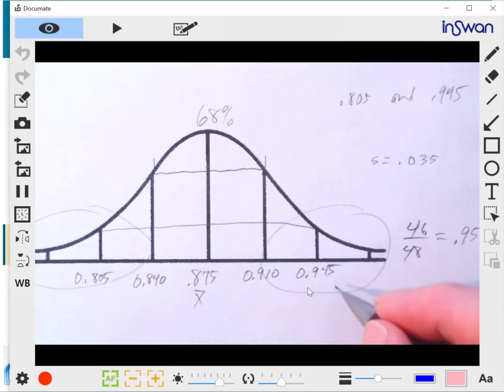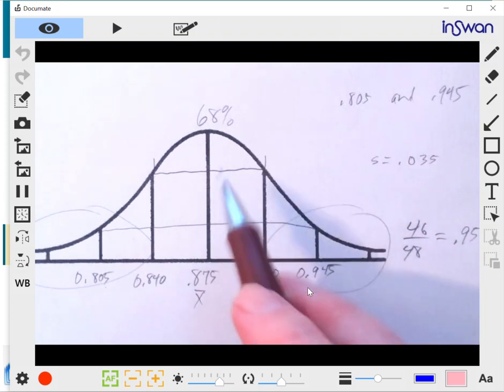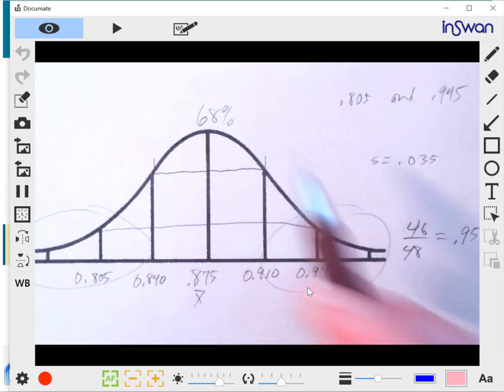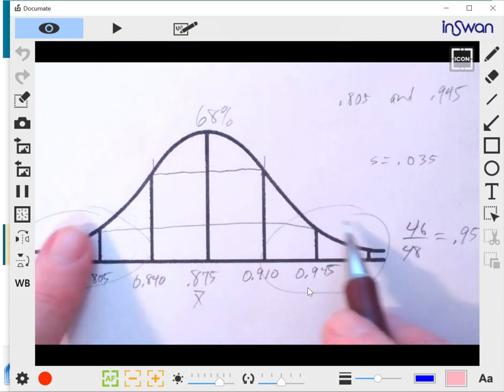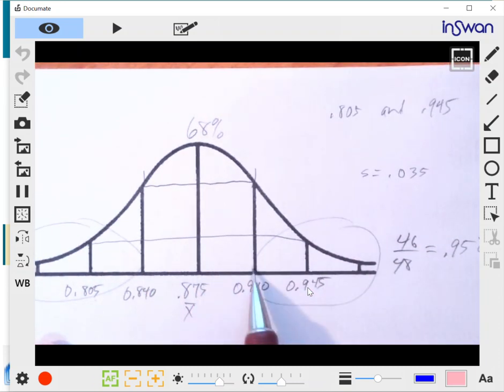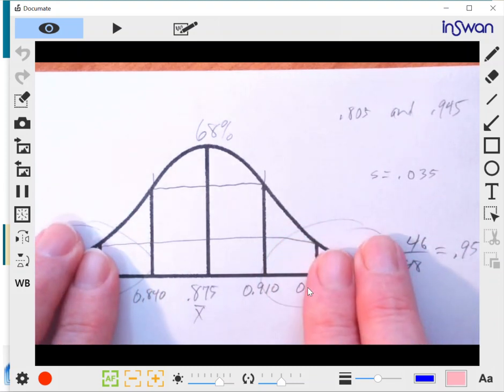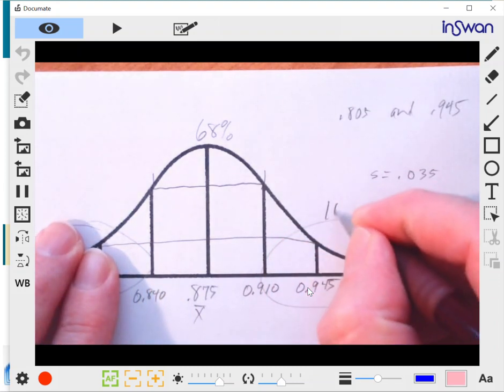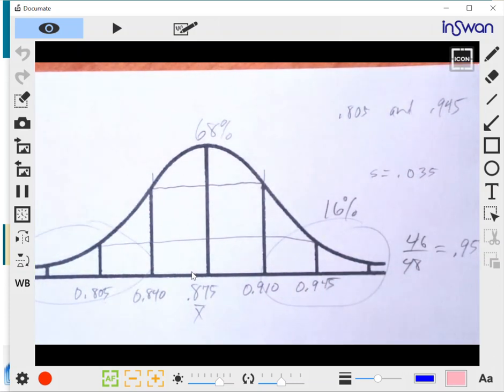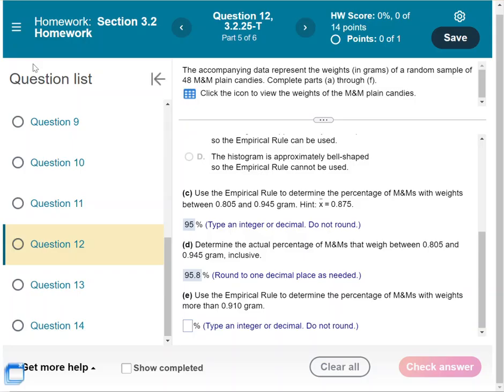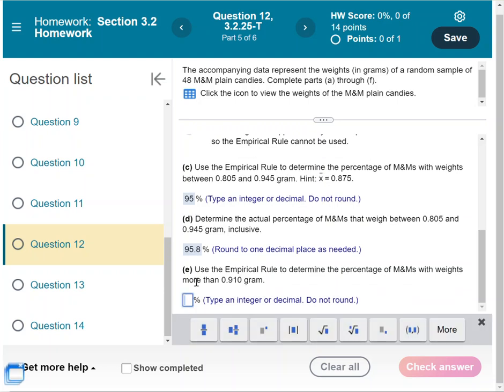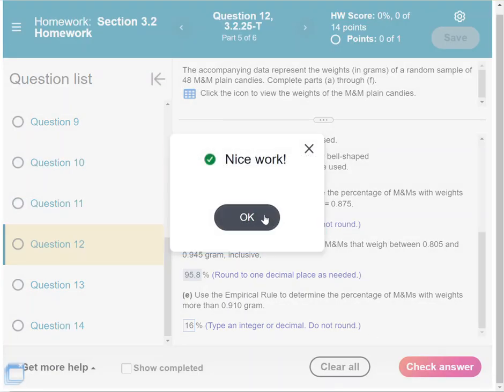Half of 34 is 17. Wait, I'm sorry, I said that wrong. It's not 34, it's 32. So we have 68% of the data in here. And remember, this is symmetric, so outside of that, we have 32% of the data. Half of it's here and half of it's here. Well, half of 32 is 16. And so we should say 16%. So let's go back. 16. And let's check our answer.